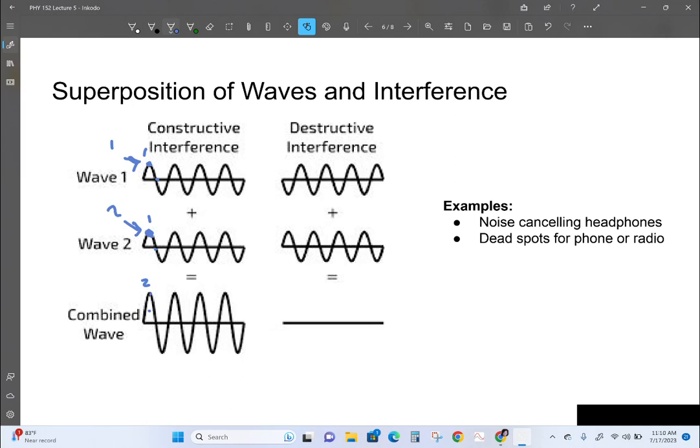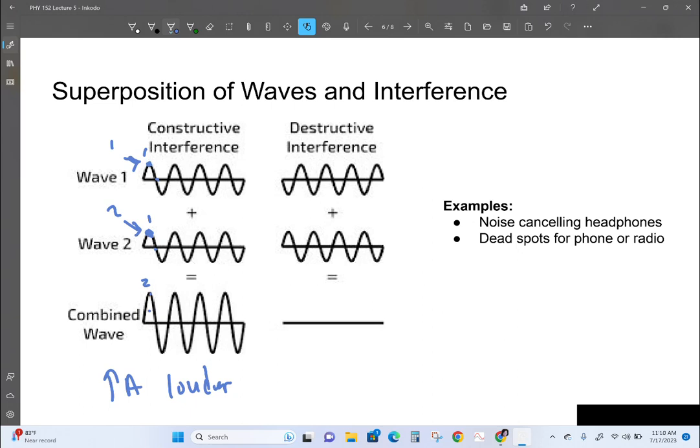And how do I hear that? Well, it sounds like the identical sound, but it is a louder wave, right? The more amplitude, the louder.